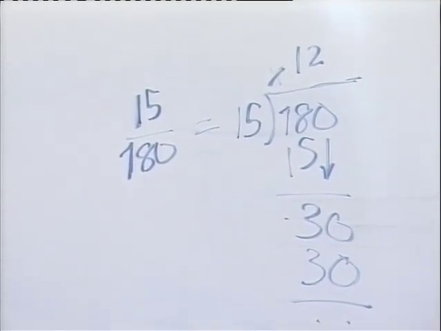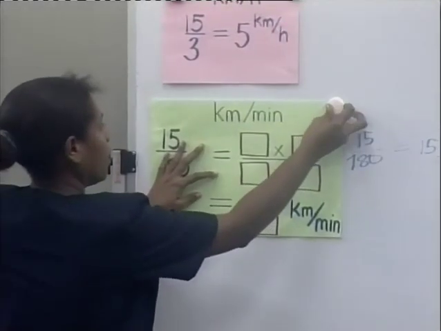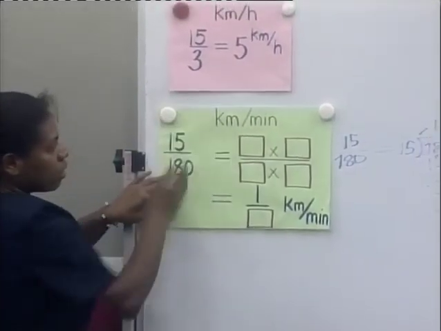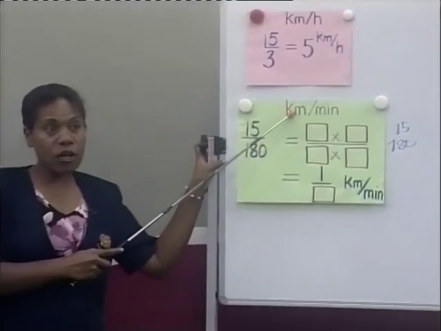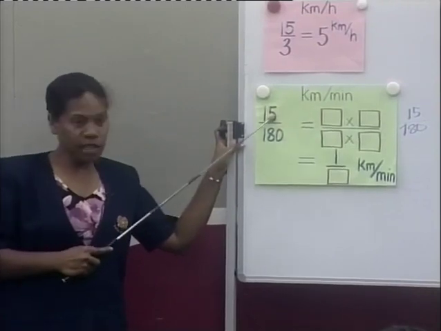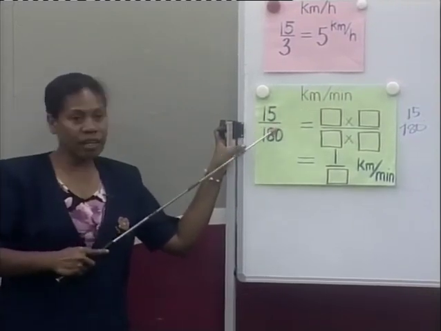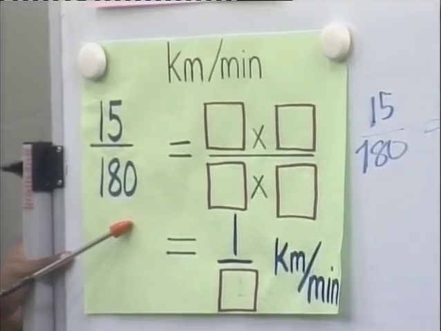Let's see our answer here. Okay, not our answer, but let's see how we're working it out. All right, 15, because we are looking at kilometers per minute. So we know that 15 kilometers, right? 15 over 180. How did we get 180?